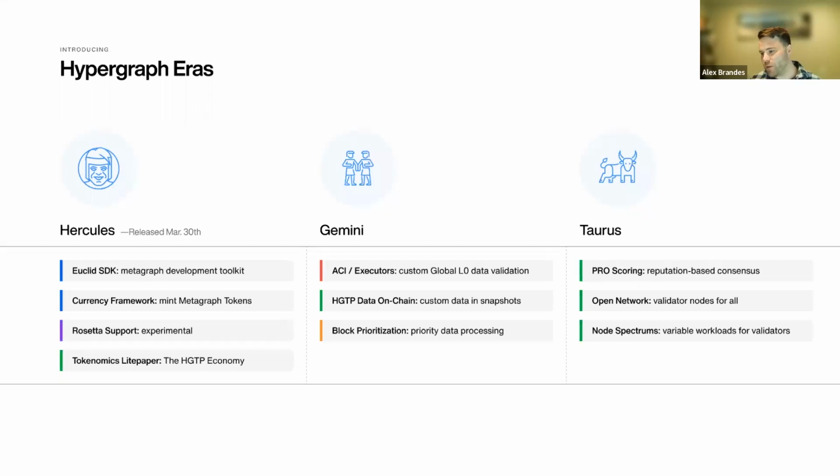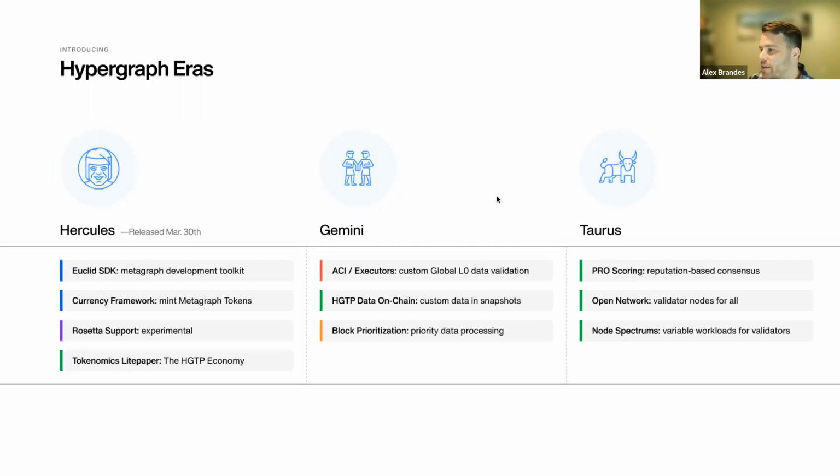So we've now moved into the Gemini era, and at a high level, I'll deep dive on this in a second, we're focusing on the ACI and executor layer, which is going to enable custom data validation on the global L0 and unlock a whole bunch of really cool use cases. And we're focusing on getting data on chain, so getting custom data in snapshots, and then block prioritization, which is priority and snapshot processing that unlocks some of the items in tokenomics around snapshot fees, how we're determining who pays what in order to get their snapshots processed.